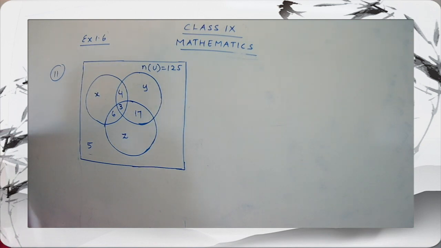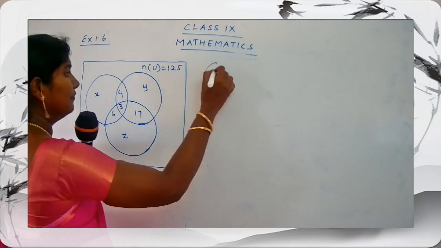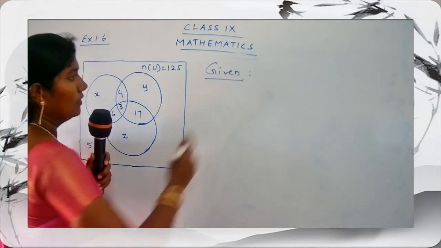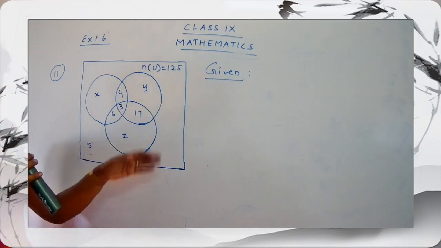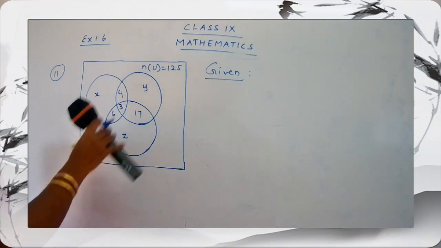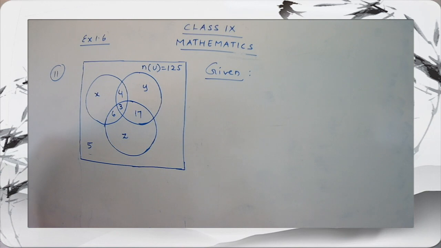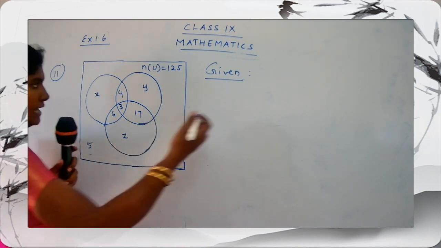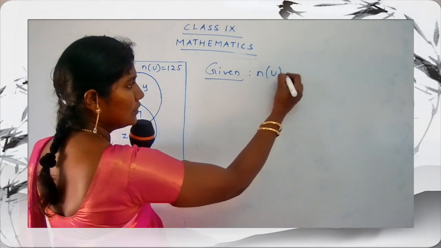Before we go to the sum, let us write the given part. Something is given to you in the question. Let's put it in the given form. Write down here, given. You can continue the statement below the figure. What is given to you? N of U is 125. I'll put here, n of U is equal to 125.